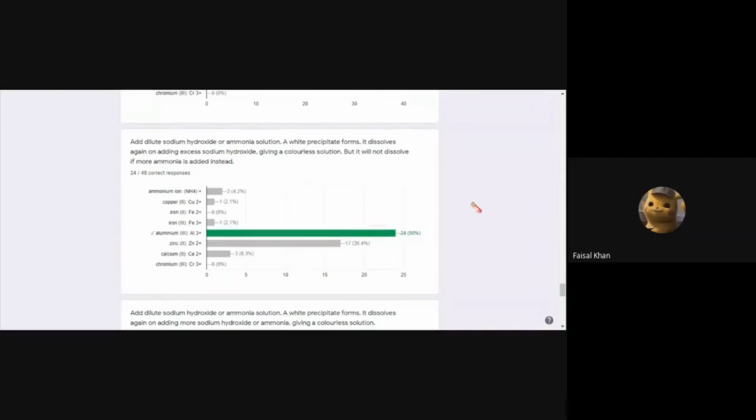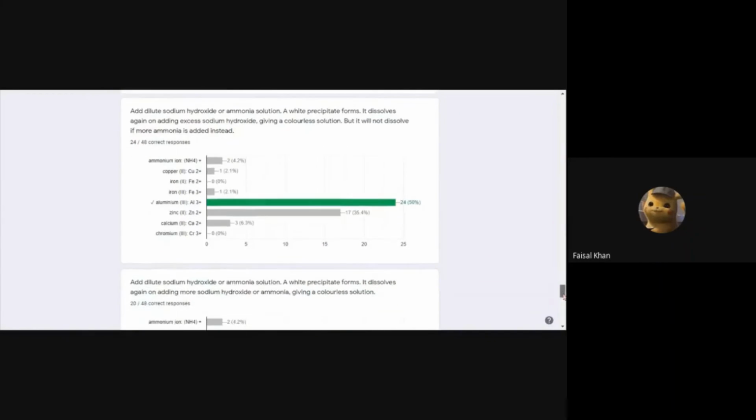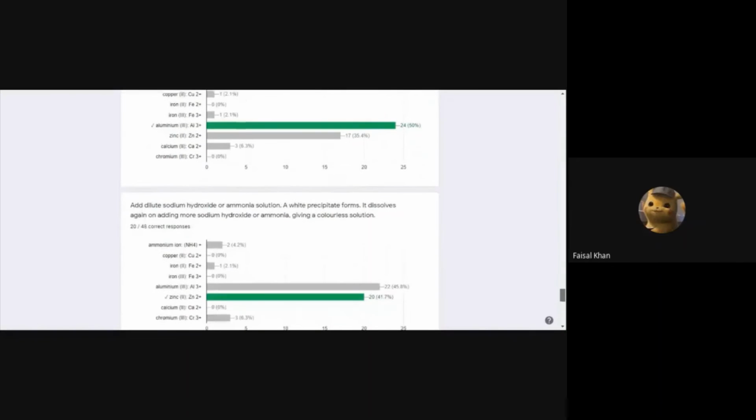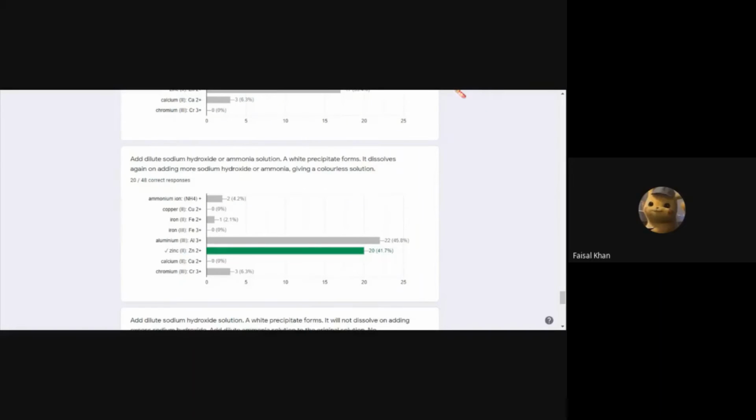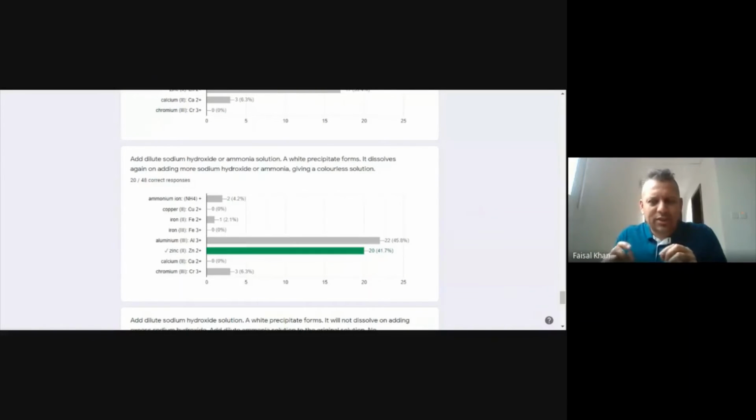So you can see that that's quite confusing for people. But you've also got to remember that it will not dissolve if more ammonia is added instead, whereas the zinc one will dissolve. So that's how you tell the difference between those two ions. That's a very, very cute bit of chemistry there that's happening.